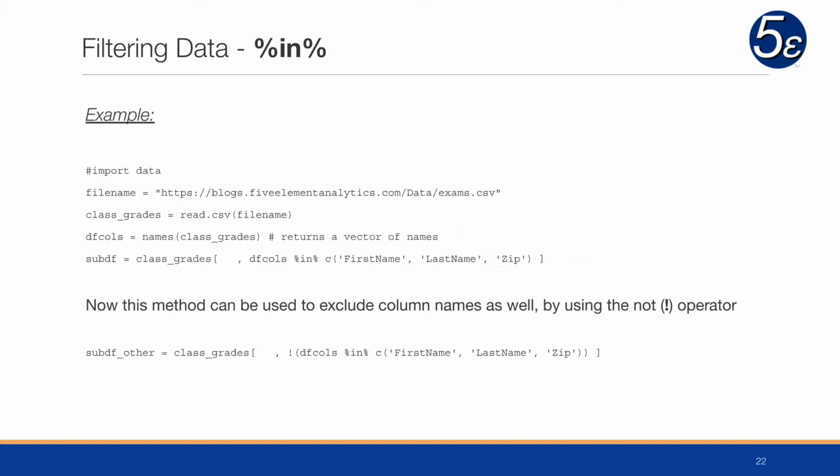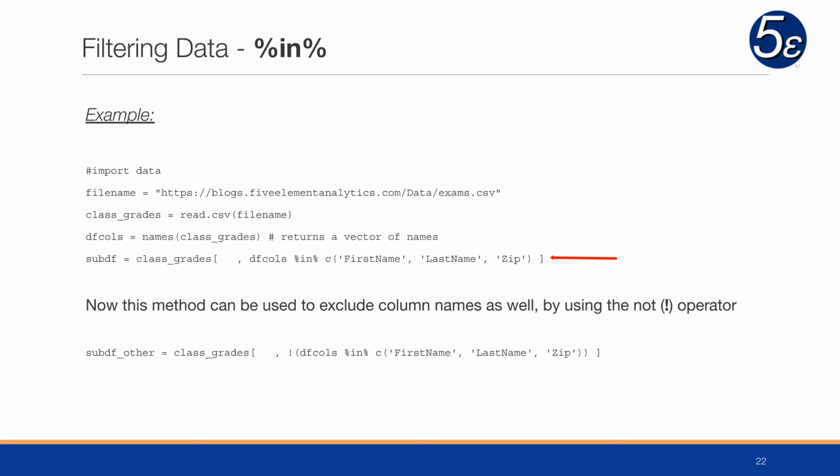If we have the file name equals a CSV file from our blog, that'll basically give us the string of where we want to read the file in. And that's what happens in the second line. It's going to read a CSV file from our blog site. In the next one, we're going to get a column of names. So here we've got names, class, grades. And recall from a previous module that names will return a vector of the names of a data frame, in this case the column names.